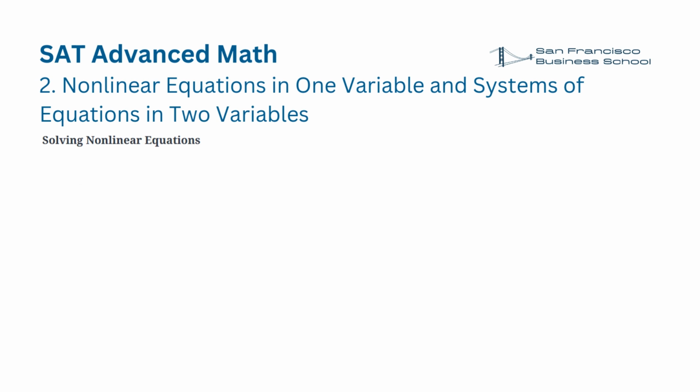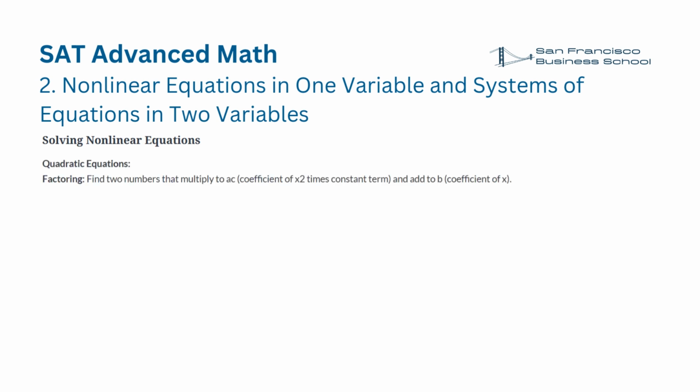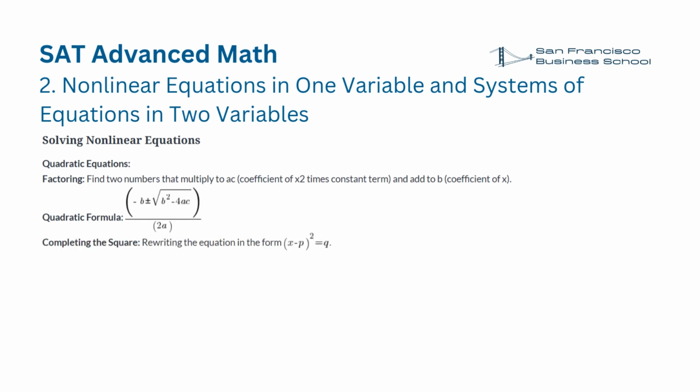Solving nonlinear equations. Quadratic equations. Factoring: find two numbers that multiply to a times c, the coefficient of x squared times the constant term, and add to b, the coefficient of x. Quadratic formula: negative b plus or minus the square root of b squared minus 4 times a times c, divided by 2 times a. Completing the square: rewriting the equation in the form x minus p squared equals q. Quadratic equations and the quadratic formula are a frequently occurring SAT Advanced Math concept in SAT exams.